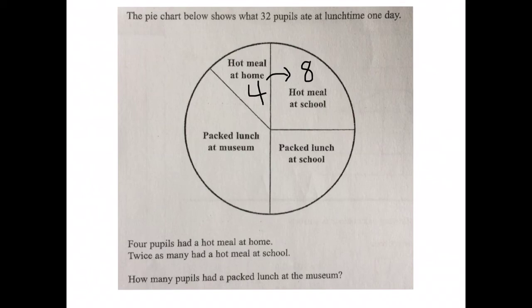We now need to work out how many pupils had a packed lunch at the museum. As we can see from the pie chart, the hot school meals is 1/4, as is the packed lunch at school. So they're both the same size, so 8. Now we've worked out 3 of the 4 sections. We can now work out how many children had a packed lunch at the museum.